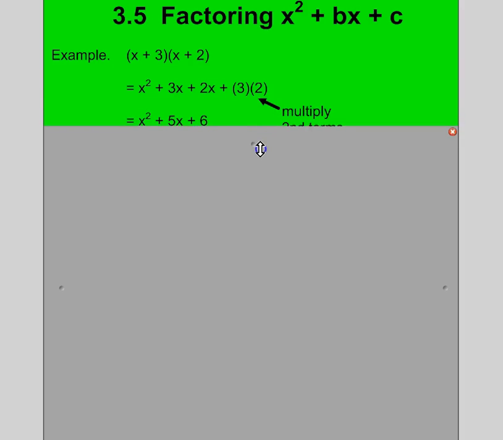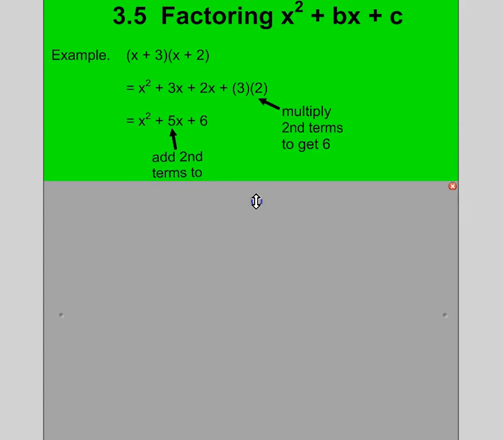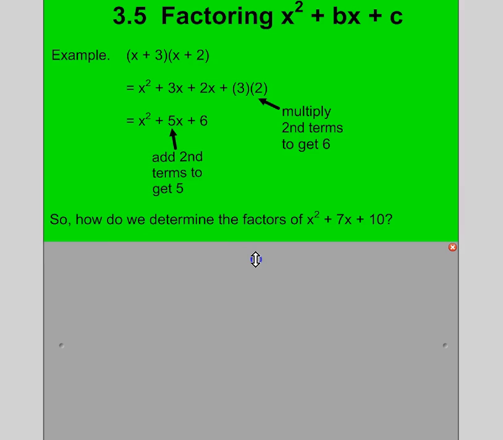Okay, but when it's in the form as we see here, where we have 5x and 6, after the simplification, it's harder to see. But what we can do is pattern this in reverse and know that we've added 2 terms to get 5 and we've multiplied 2 terms to get 6. So we could reverse the process and, of course, determine that 2 and 3 satisfy both requirements.